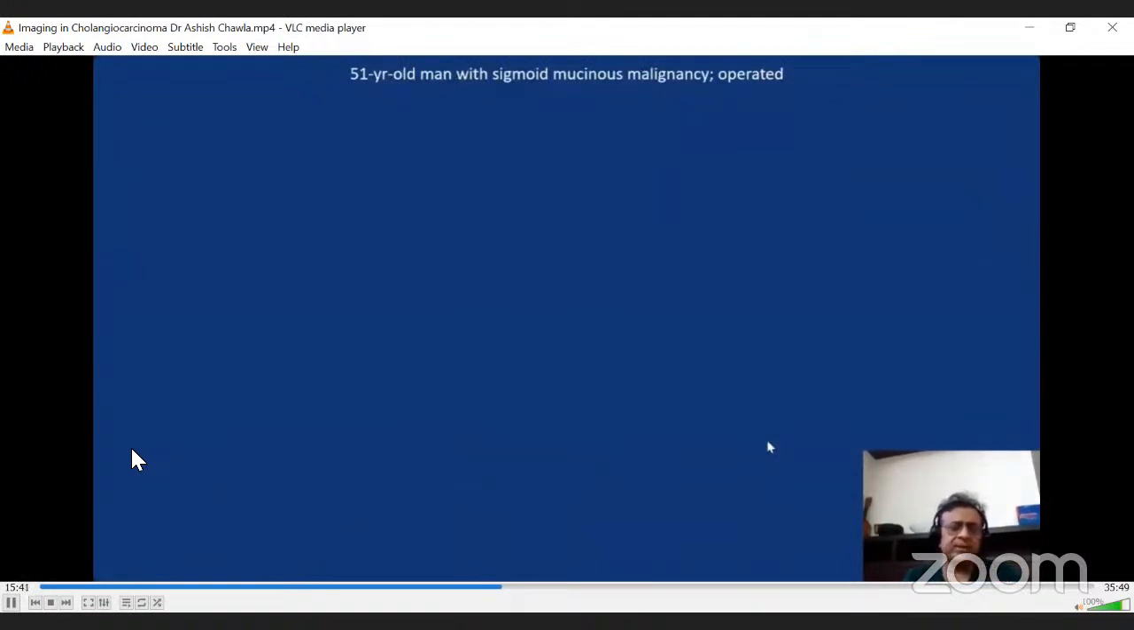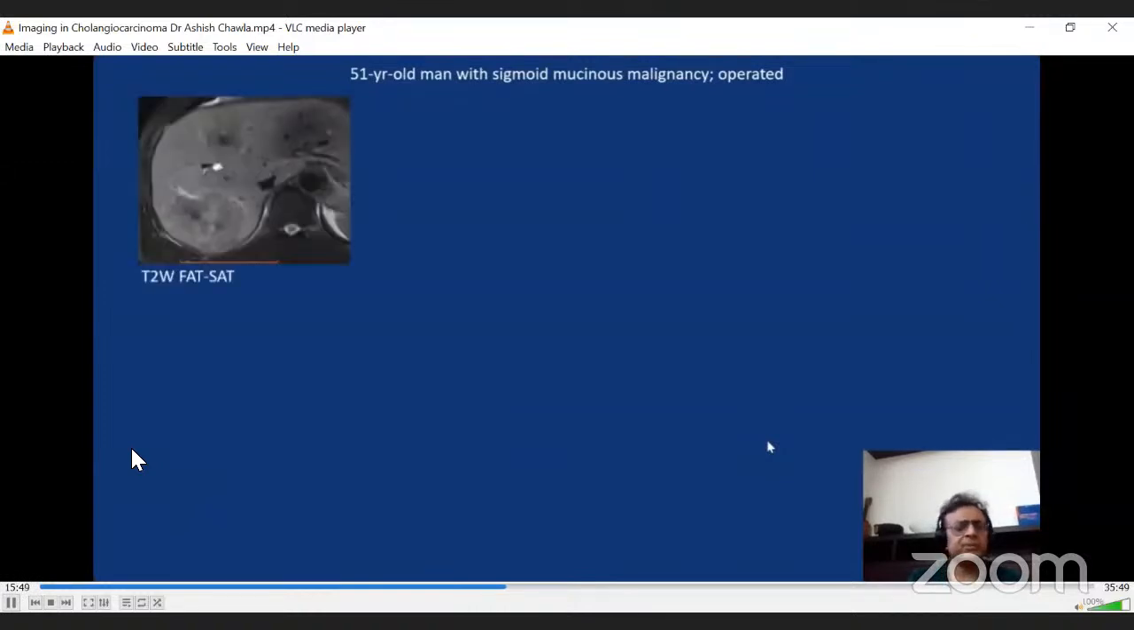Okay, this is an interesting case recently encountered, but we have a few more cases like that. A 51-year-old man with sigmoid mucinous malignancy operated a couple of years back. This patient had undergone a CT scan that showed multiple masses in the liver. We did MR for further evaluation. On T2 fat-sat images, there are at least 2 masses in the liver, one here and one here. They are mildly bright, but not exactly T2 bright. But they have a quite well demarcated margin.